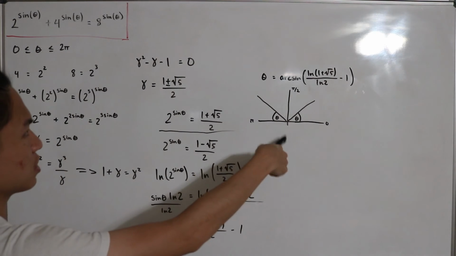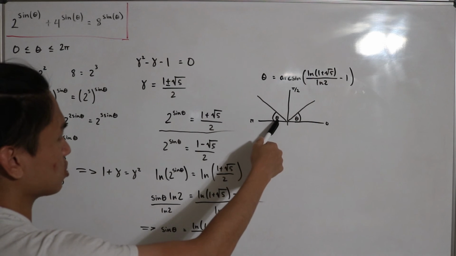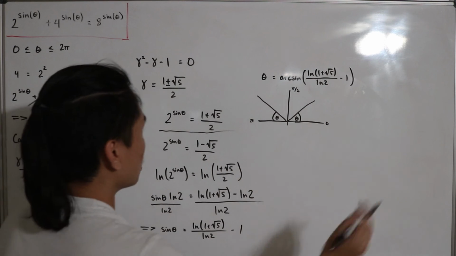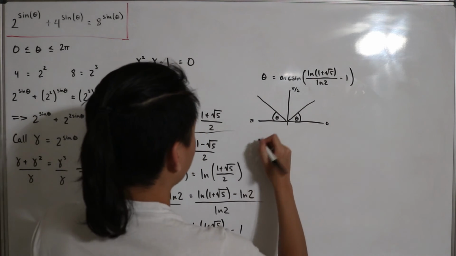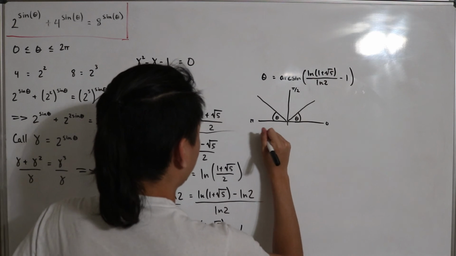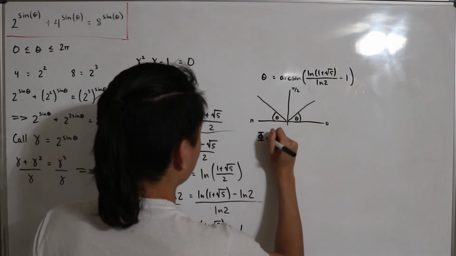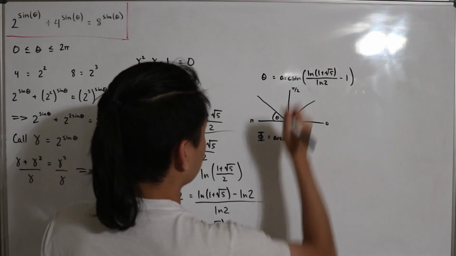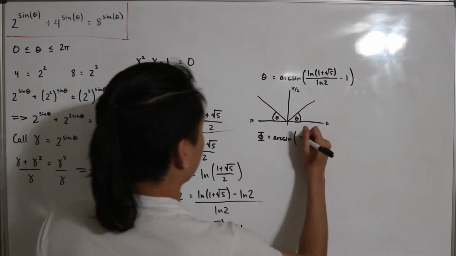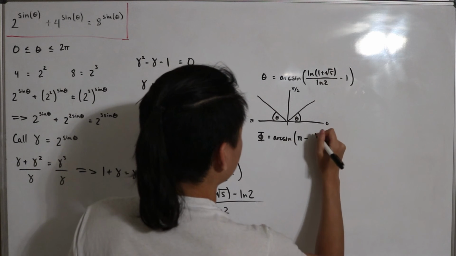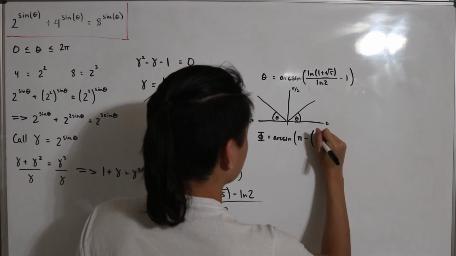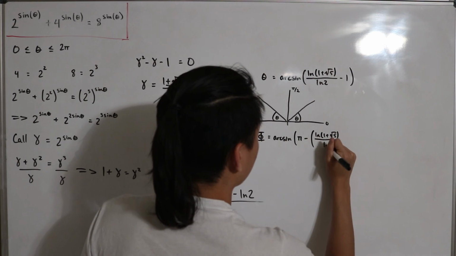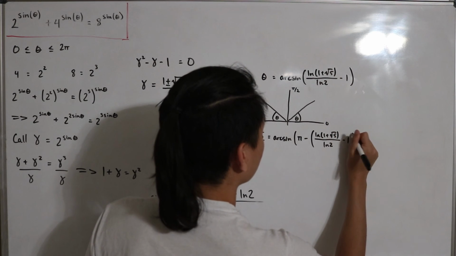Okay, so we have 2 values of theta, so we actually have to consider this part of the value as well. Really what I can do is just subtract our input from pi. So let's call this capital phi as the second value. So this will be equal to arc sine of pi minus our input. So that's ln of 1 plus square root of 5, divided by ln of 2, subtract 1.